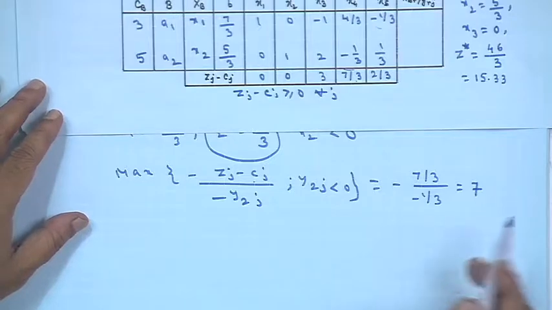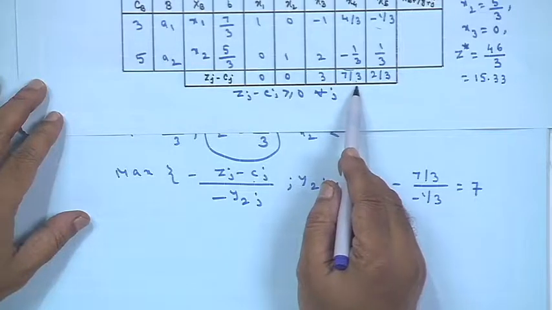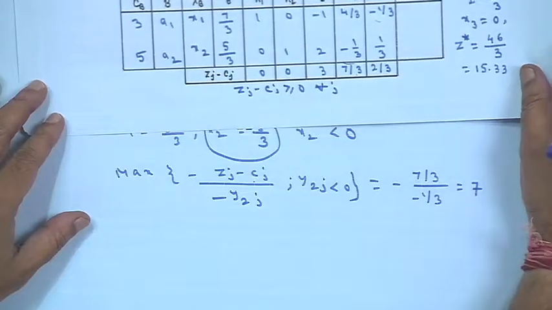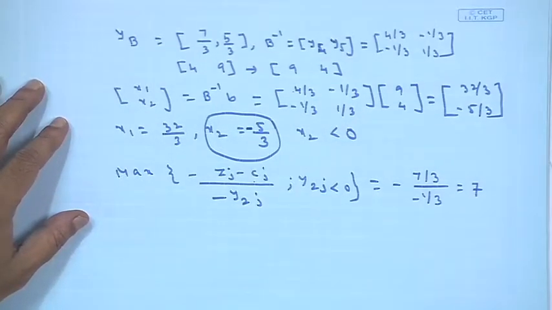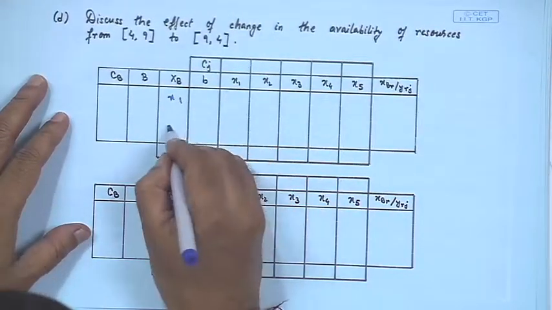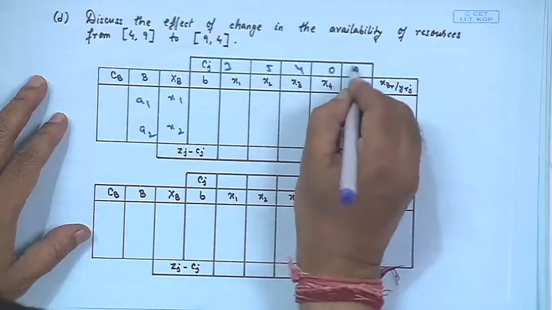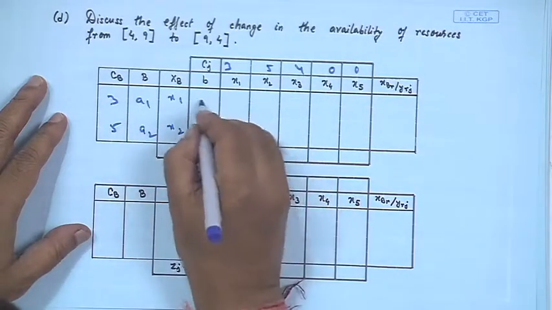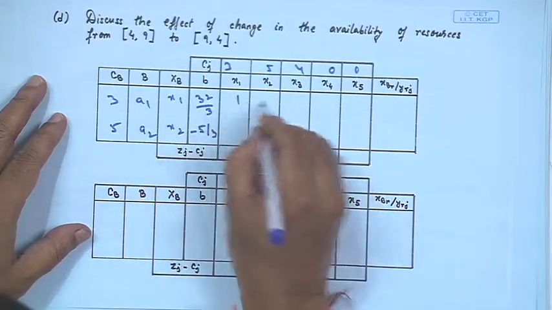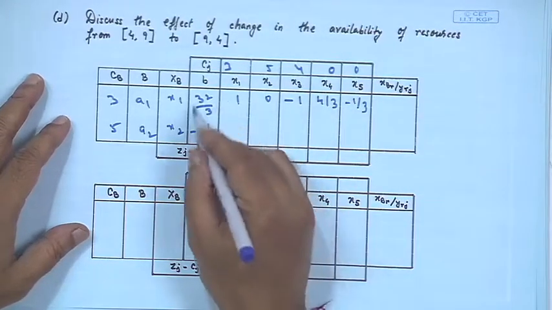So, x2 becomes non-basic and x4 becomes a basic variable. So, from the original one whatever was there, x4 becomes basic and x2 non-basic. So, here I can calculate this. You have x1 x2, you have a1 a2, 3 5 4 0 0, 3 and 5 will come over here. These values you will obtain: 32/3, minus 5/3, 1 0 minus 1, 4/3, minus 1/3. I have changed this value.